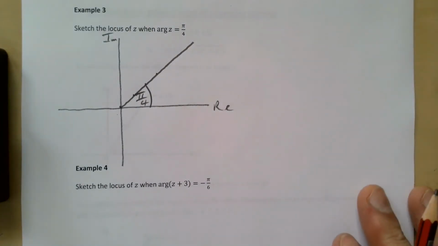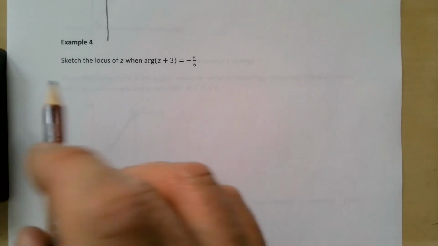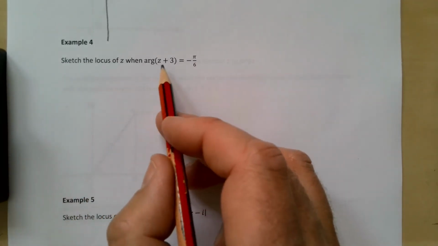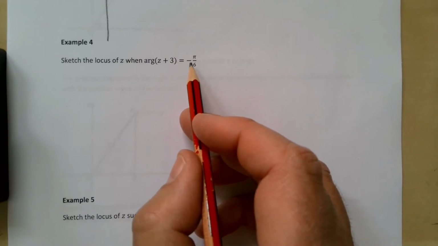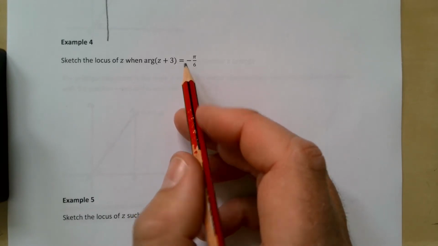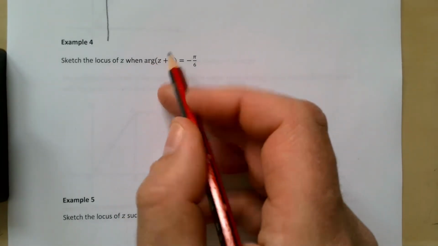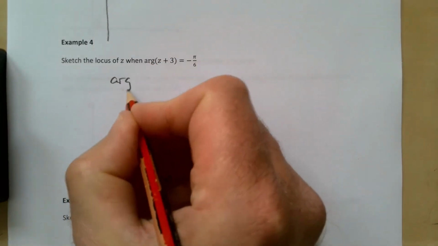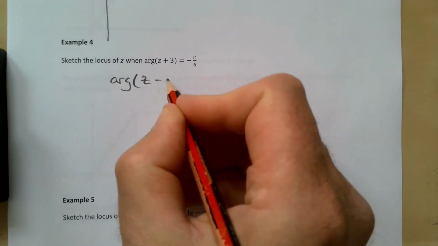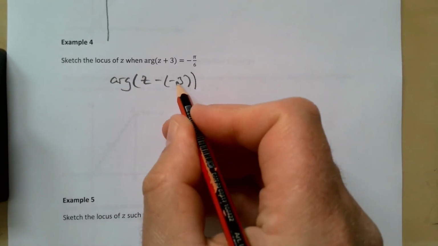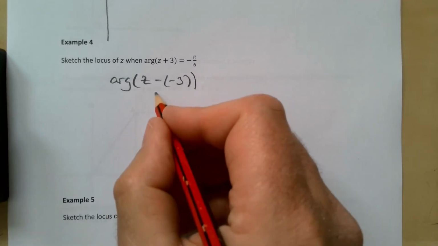Let's take a wee look then at example 4. Similar actually to our example 2 with the circle bit. Sketch the locus of z whenever argument of z equals minus pi over 6. So minus pi over 6 is effectively minus 30 degrees. So it's going to be heading down that way there. And it's a similar thing to what we did before. So we need to set this argument of z minus, and then minus 3. That's where the line starts from. It's the point minus 3.